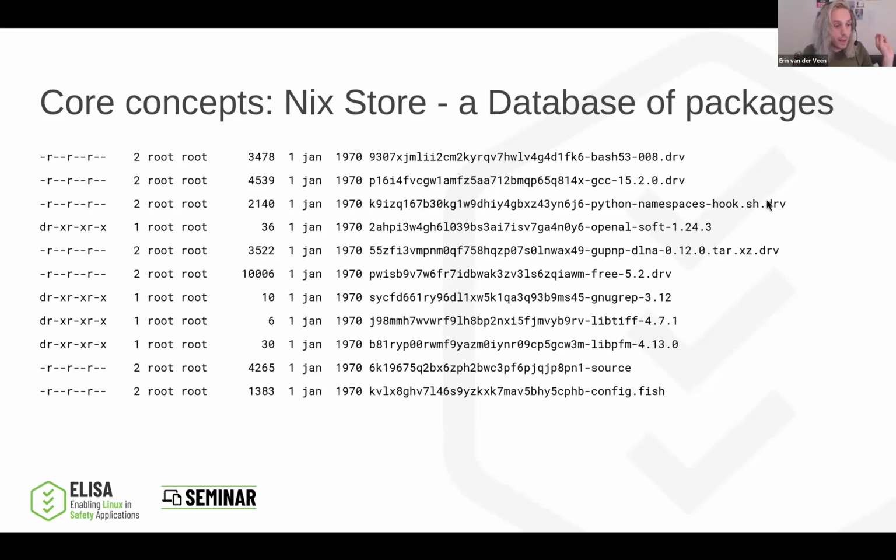Then what you'll see up here are these DRV files. We're going to talk about those a little bit later. And what you'll also see is the source here. So when you build something with Nix, in order to ensure a reproducible build environment, it first copies the entire source of what you're trying to build into the Nix store. That's what this is. I don't know which package it is.